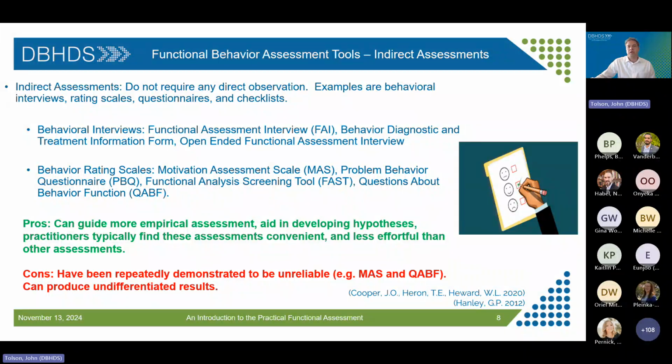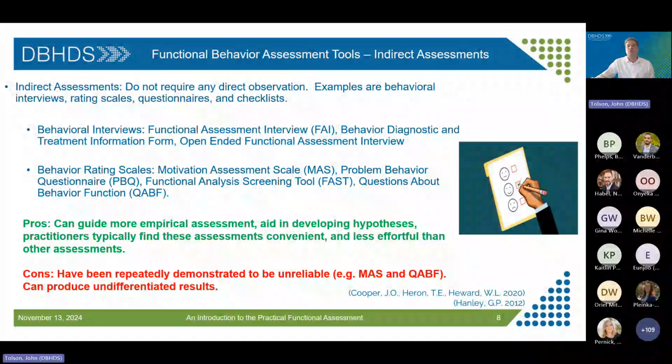Behavioral interviews can be used to obtain information about antecedents, challenging behavior, and consequences that may include descriptions of settings, times, types of activities, preferences, communication repertoire, and how often challenging behavior occurs, among others. The functional assessment interview, behavior diagnostic and treatment information form, and open-ended functional assessment interview are all examples of behavioral interviews.